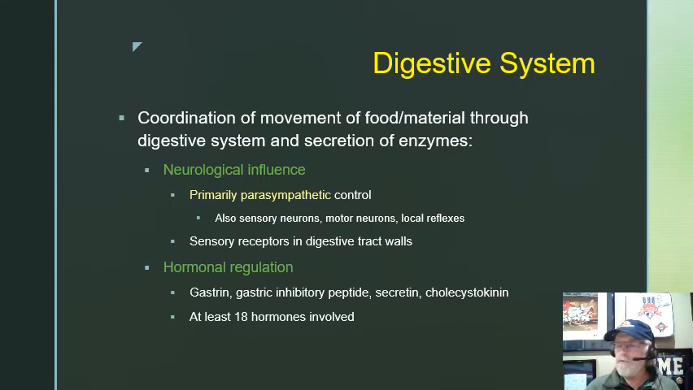At least 18 hormones are involved in the digestive system. We'll talk about a few of them. We won't talk about a whole lot, but we'll talk about some that are very important in making things work. So it's a combination of both hormonal response as well as neurological response to keep my digestive system moving and heading in the right direction.